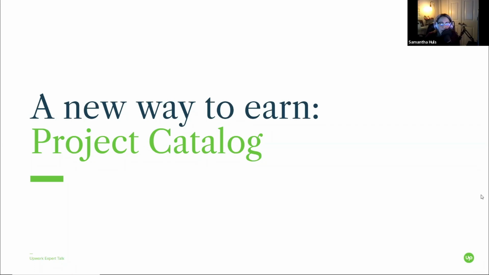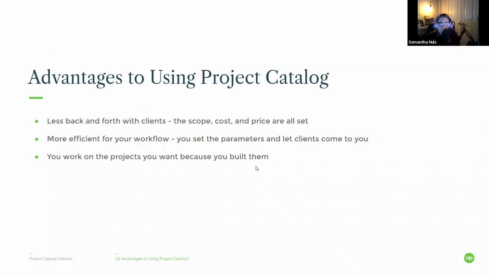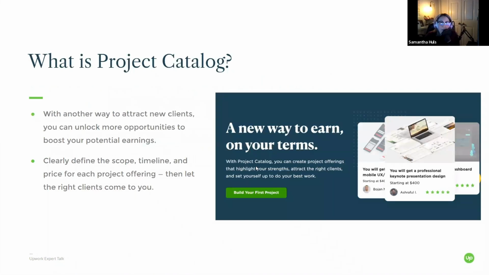So if you want to go ahead and go to the next slide. So there are some clear advantages. What is Project Catalog, right? So Project Catalog is a secondary way to earn on the platform. So you'll definitely still be able to utilize the marketplace in which you've been doing so, by submitting proposals. But now we have this other option too.